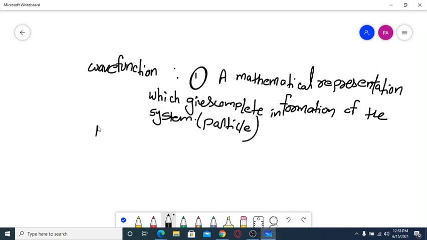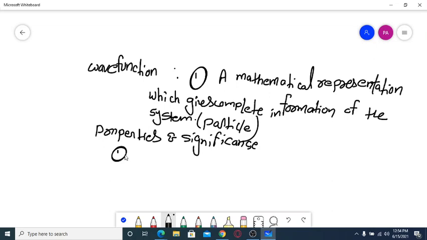So here we'll go for the properties of the wave function. First of all, we discuss the properties and the significance of the wave function. What is the significance, and what is the importance of the wave function, we are going to see in this class. Now the first important property that the wave function deals with.